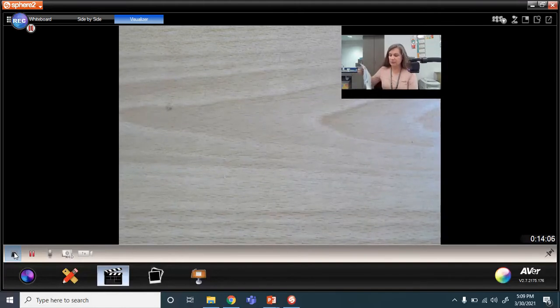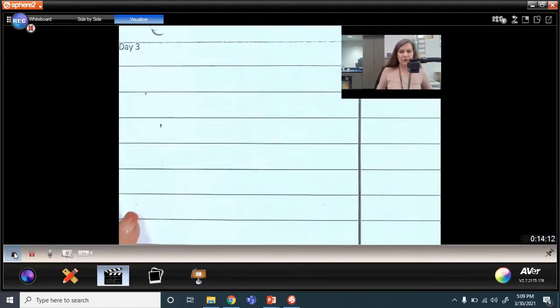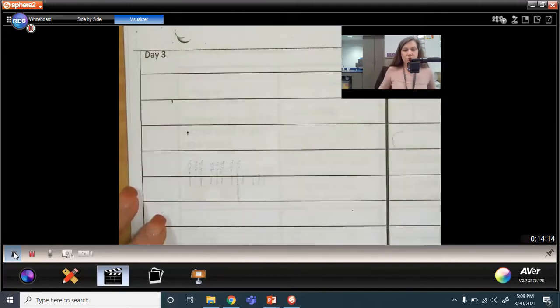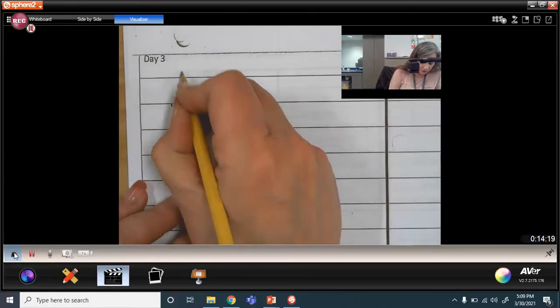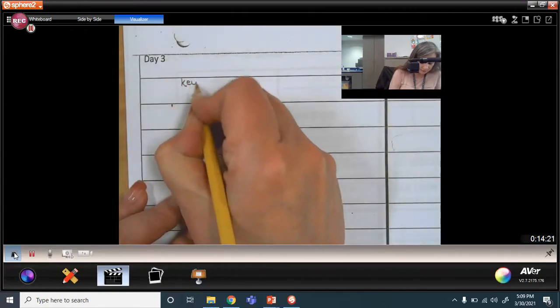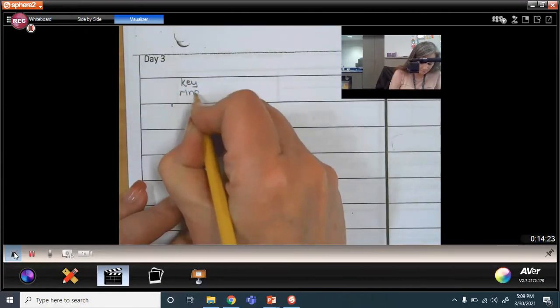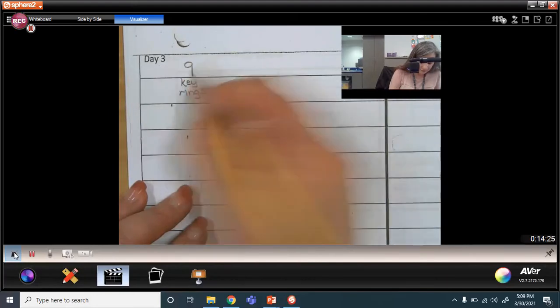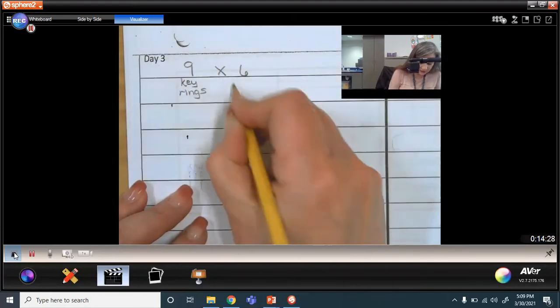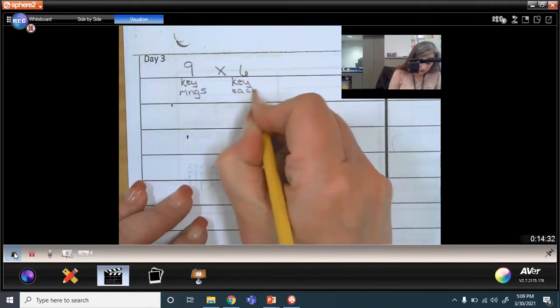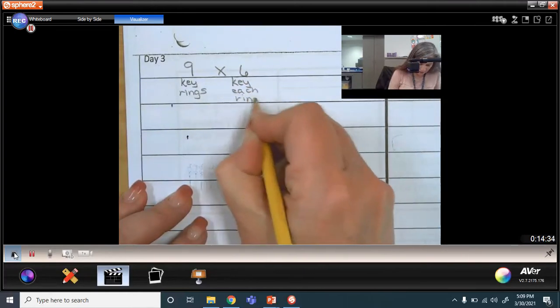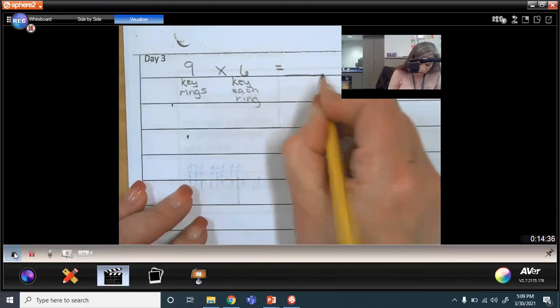We're not sharing the keys. We're not taking the keys and putting them onto the key rings to find out how many keys are on each ring. We already know that information. We want to find the total. So if we're looking for the total, the groups are the key rings. And I have 9 of them. I have 6 keys on each ring, and I'm looking for total keys.